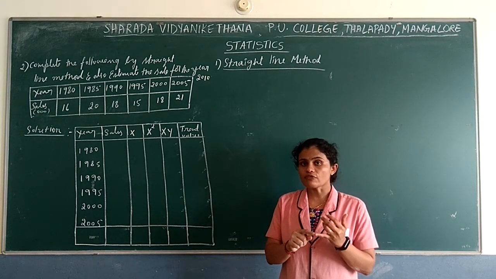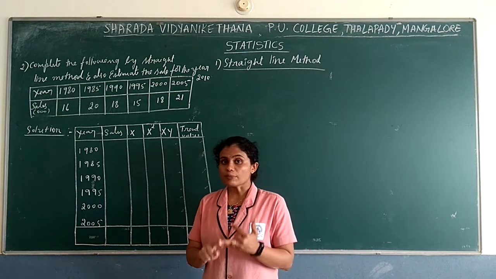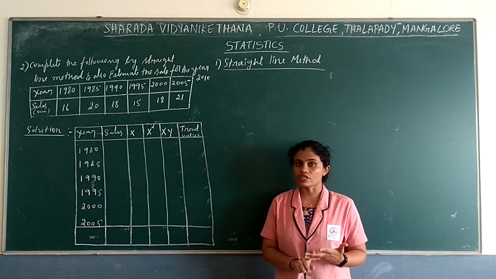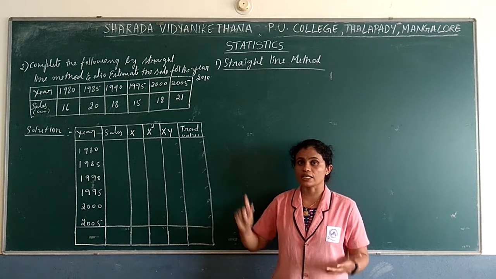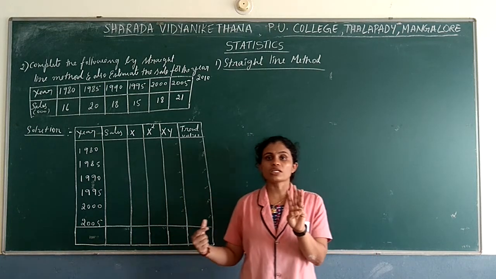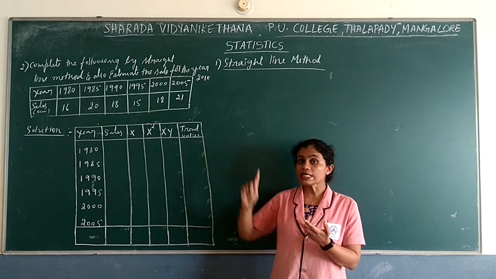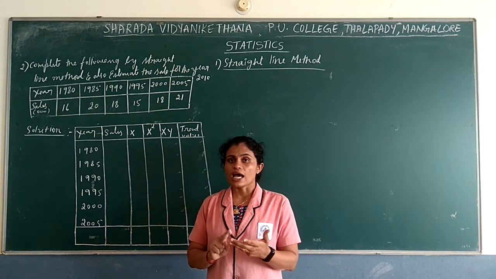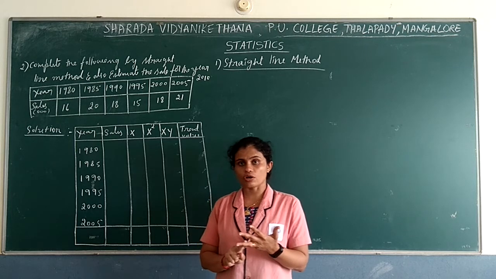In that, first one is the graphic method. Second one, semi-average method. Third one, moving average method. And the last one is the least square method. In the least square method, we use three kinds of equations in order to find out the trend value. First one, straight line, second one, quadratic equation, and last one, exponential or logarithm method.